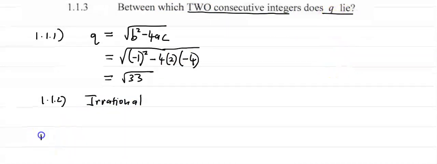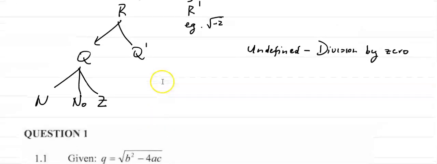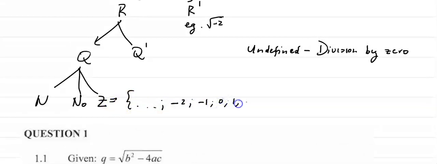So we now need to look for those integers. So remember now the square root of 33. Now what is an integer? An integer is a positive or negative whole number including 0. So therefore we can have a number set which looks like this: -2, -1, 0, 1, 2, 3 are all examples of integers. Remember, positive or negative whole numbers including 0.